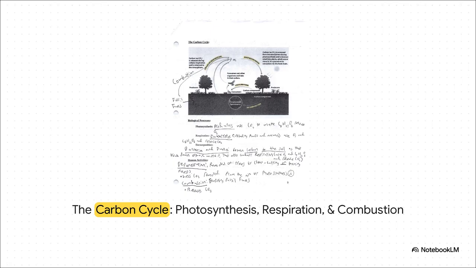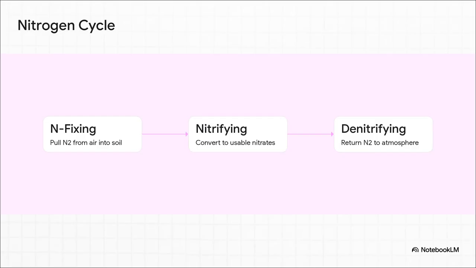Though, as the notes point out, human combustion of fossil fuels does add a huge, sudden influx of carbon back into this really delicate balance. Now, the nitrogen cycle has a reputation for being notoriously complex, but we can actually break it down into 3 elegant steps. And it's driven almost entirely by specialized bacteria that act like microscopic chemical factories.